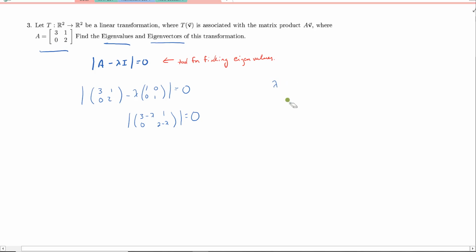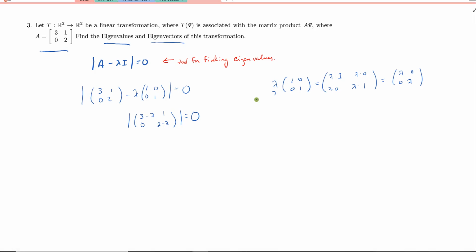Folks, if I did that too fast, if we take lambda times the identity matrix I, we'd have lambda times [1, 0; 0, 1], which would give us lambda times 1, lambda times 0, lambda times 0, and lambda times 1. But of course, that just gives us [lambda, 0; 0, lambda]. So another way to think about it is when I multiply the identity matrix by the scalar lambda, I get lambdas along the main diagonal and zeros everywhere else.